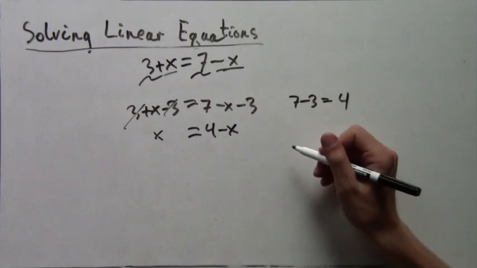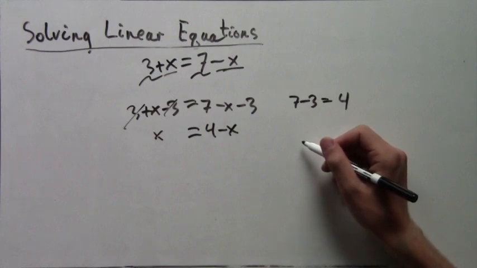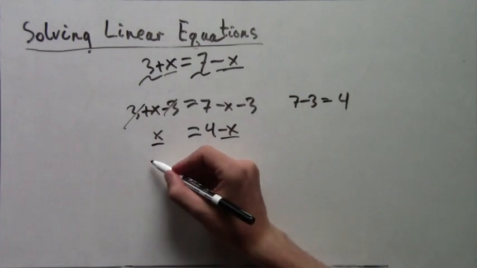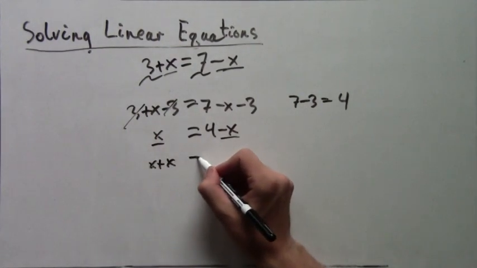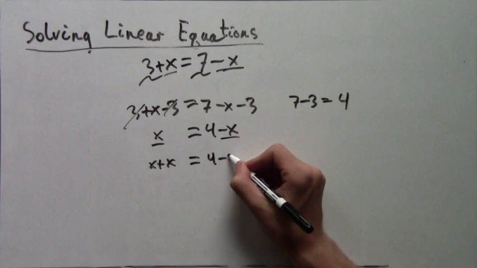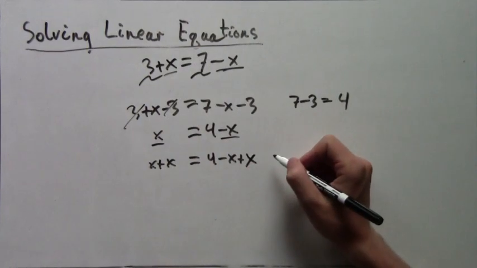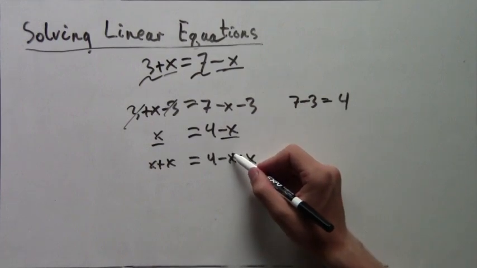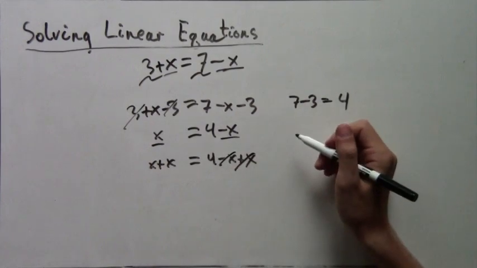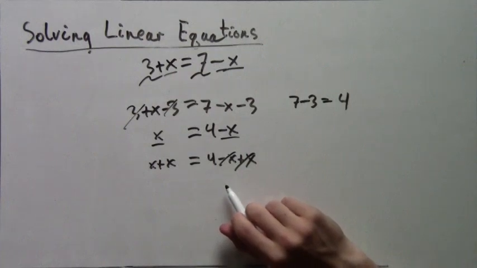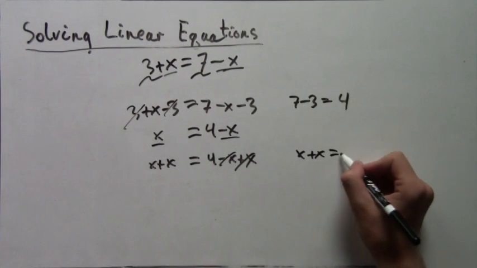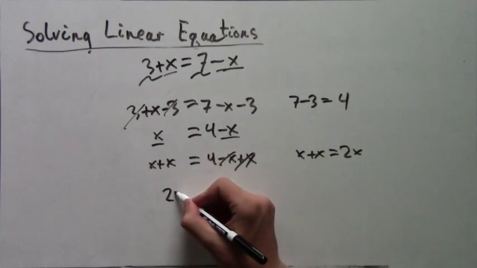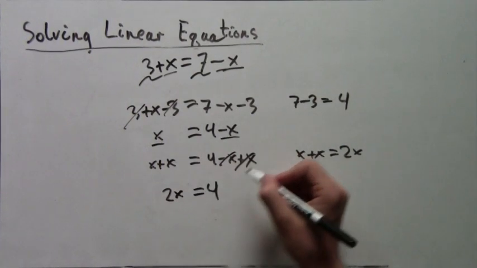So now we have x equals 4 minus x. Now we want x to be on one side of the equation. So we add x to both sides to cancel out the negative x on the right-hand side. So we add this x on both sides. The minus x and plus x cancel out, and we get x plus x is 2x. So 2x equals 4.